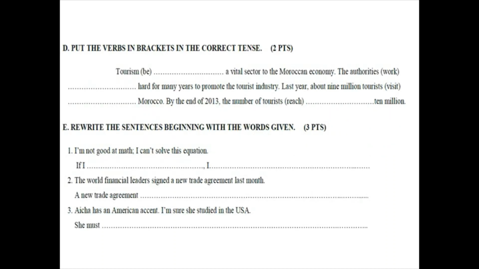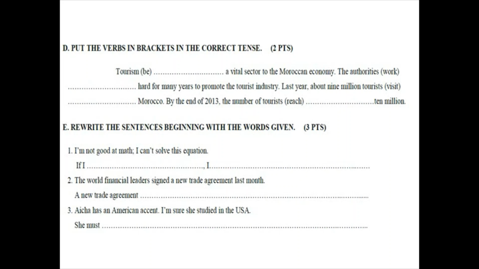D. Put the verbs in brackets in the correct tense. Tourism, a vital sector, وقطاع حيوي to the Moroccan economy. The authorities work hard for many years to promote the tourist industry. Last year, about 9 million tourists visit Morocco by the end of 2013. So normally here, because the exam was given in the past, they said 2013. This is the national exam for year 2012. So we have to pay careful attention to dates. So we're going to change the date here.